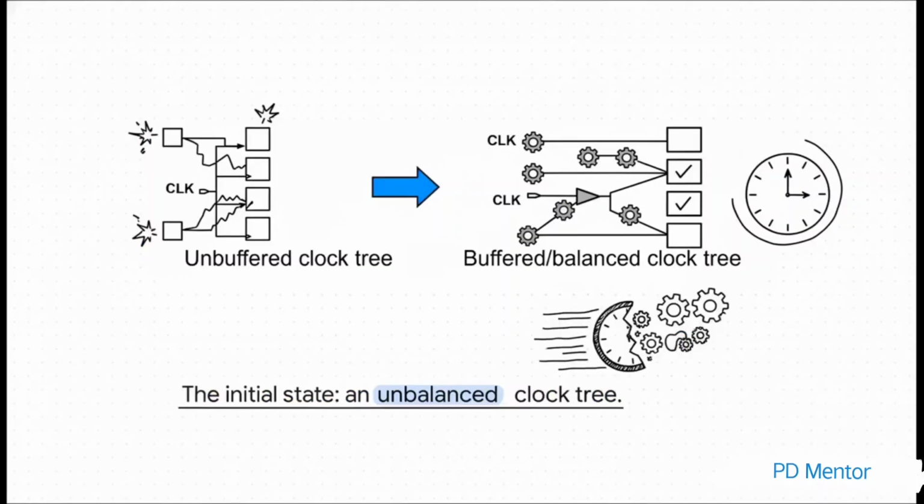So here's our before picture. The main clock, CLK, is just branching out all over the place. The paths have different lengths. There's nothing there to boost the signal along the way. This is pretty much a textbook recipe for terrible, disastrous clock skew.